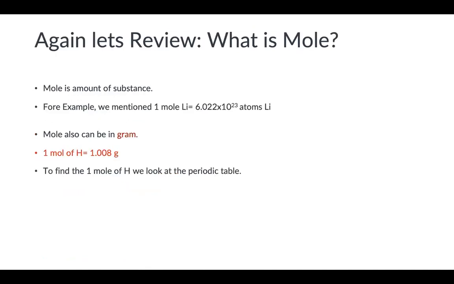Again, let's review. What is mole? Mole is the amount of substance. For example, we mentioned 1 mole equals 6.022 × 10^23. For example, 1 mole of lithium equals 6.022 × 10^23 atoms of lithium. Mole also can be in gram. So 1 mole of hydrogen equals 1.008 gram of hydrogen.